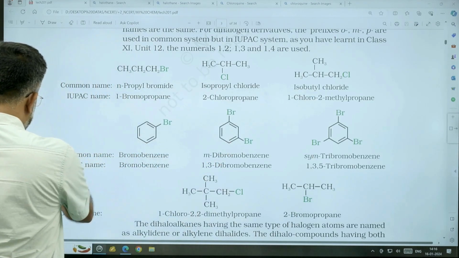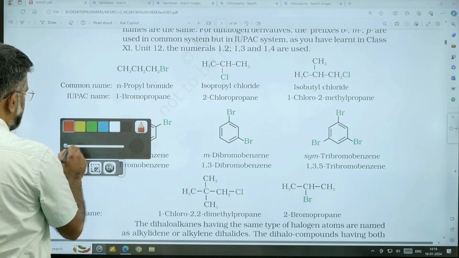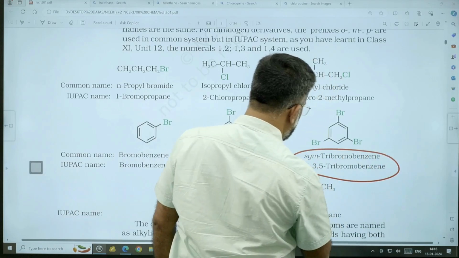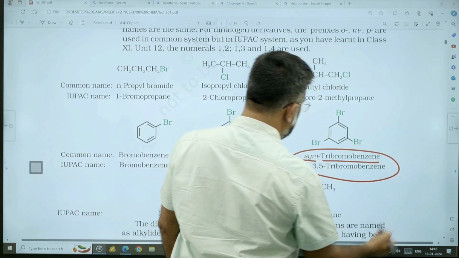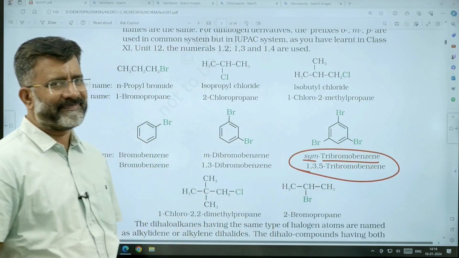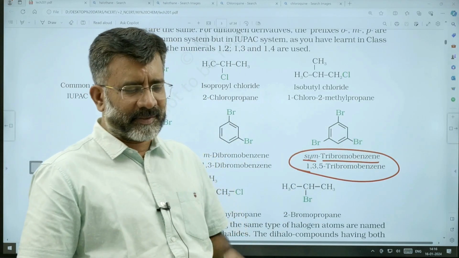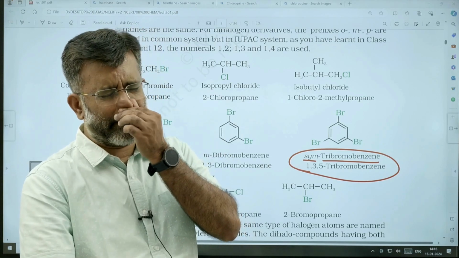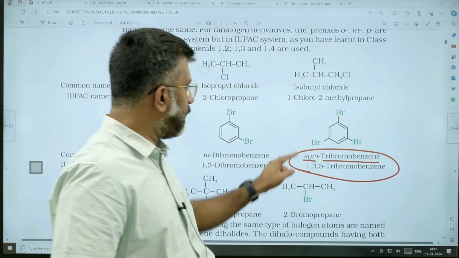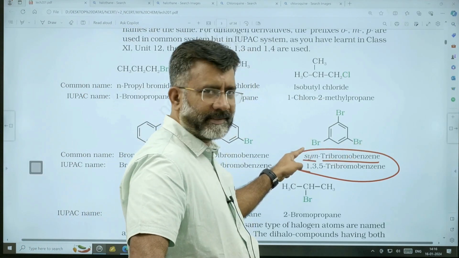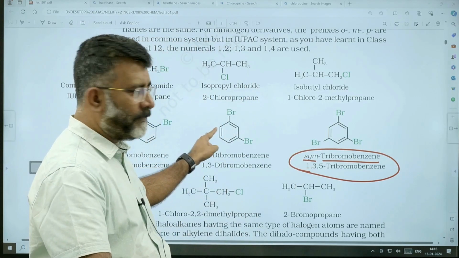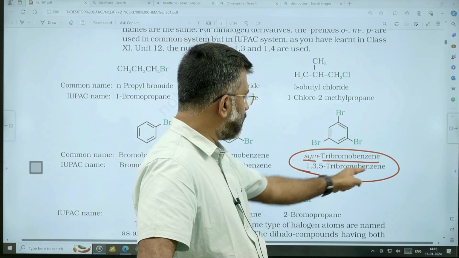See, why we are insisting that you go through the examples in the NCERT. You can see the molecule given here: sym-tribromobenzene. Sym means symmetrical. Symmetrical tribromobenzene. So be familiar with such terms given in the textbook examples. What is symmetrical? 1, 3, 5. That is symmetrical. This is not symmetrical. So 1, 3, 5 tribromobenzene.